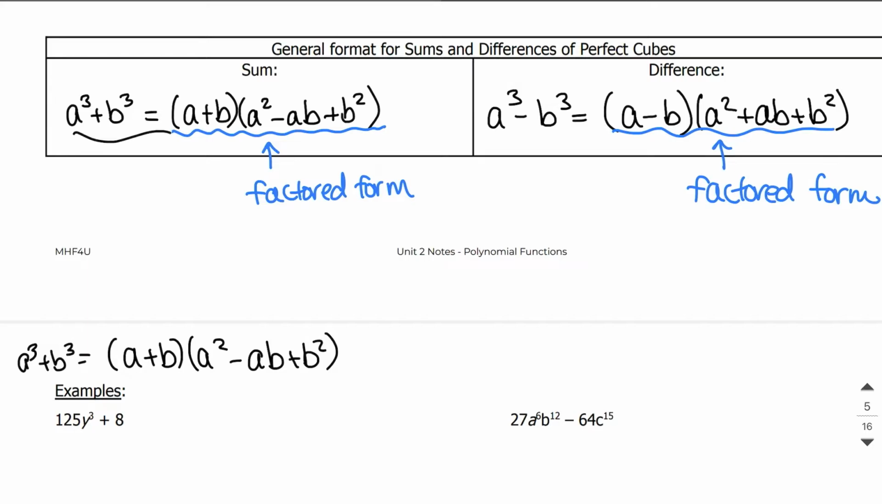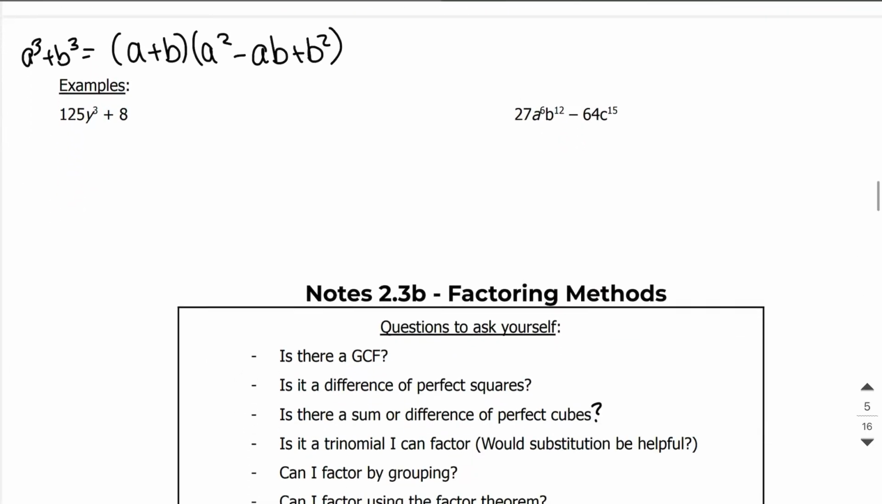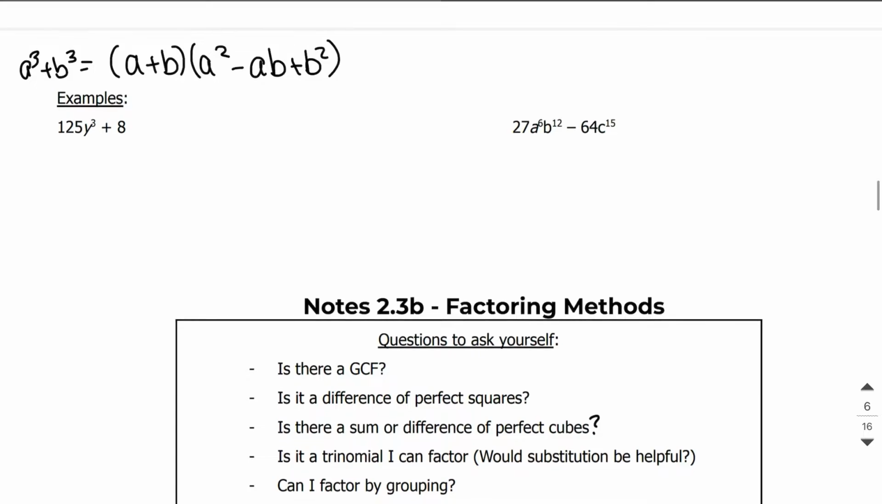I'm literally just copying this down on this page right here so I have it in front of me. Now I have to identify what the a is and what the b is. If you can see here, the a cubed is this 125y to the power of 3, and the b cubed is this 8. I'm going to write on the side here, I want to figure out what a is going to be if I know what a cubed is.